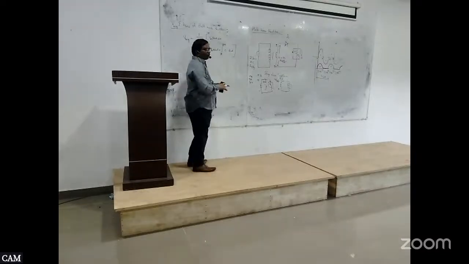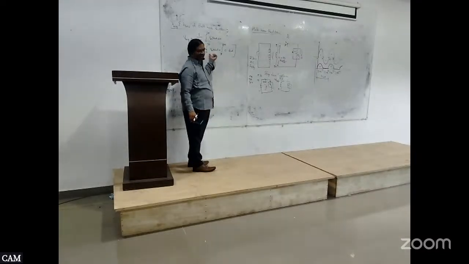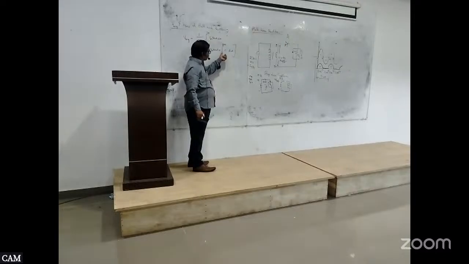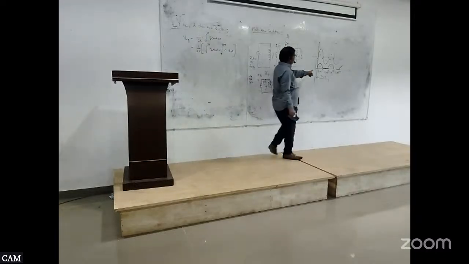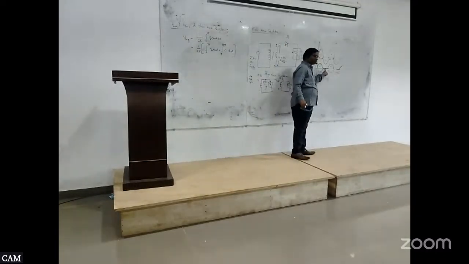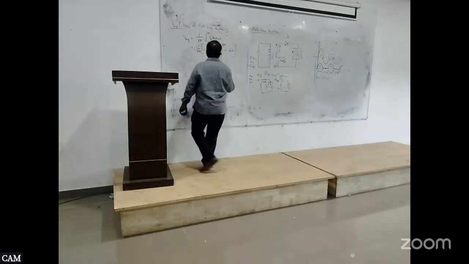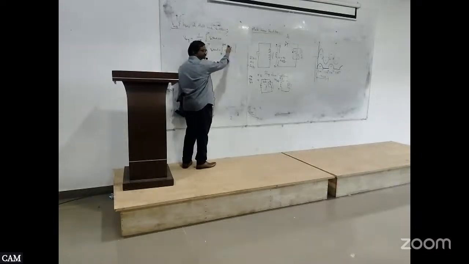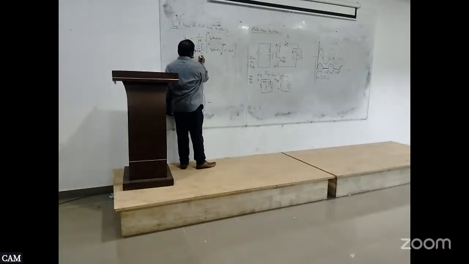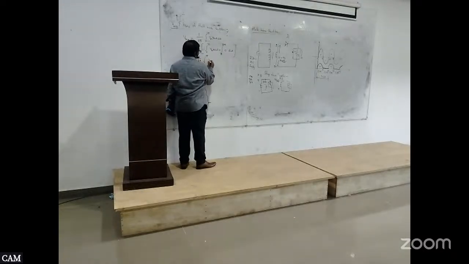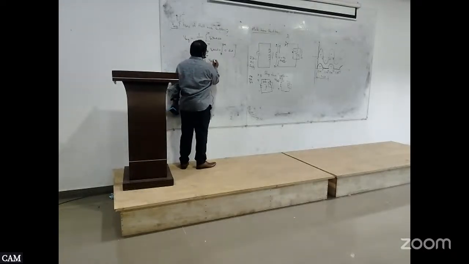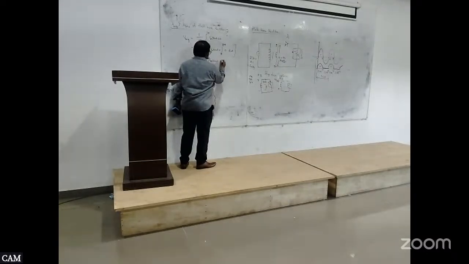Why? Because only from 0 to pi we are getting the value, whereas from pi to 2 pi, what is the value? 0. So the integration of 0 will give 0. So here we have 1 by 2 pi integral 0 to pi Vm sin omega t d omega t.